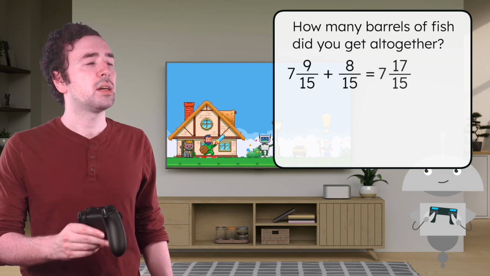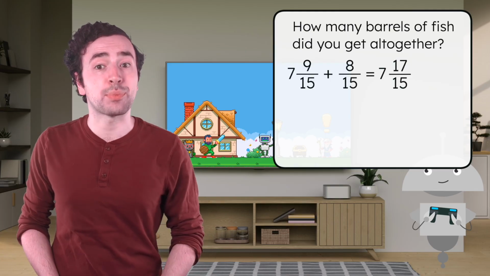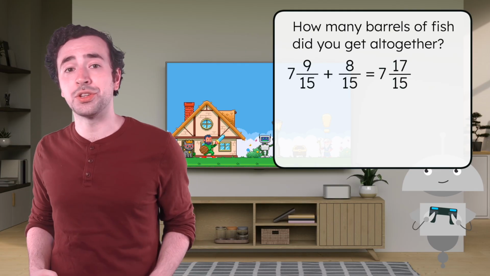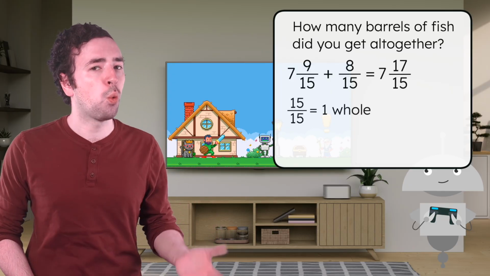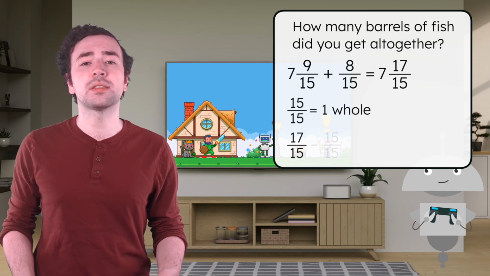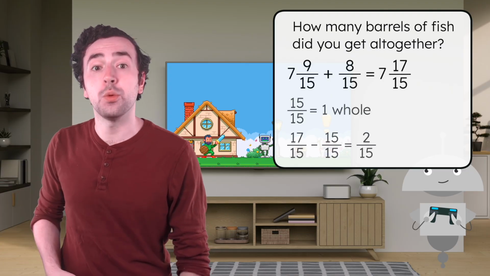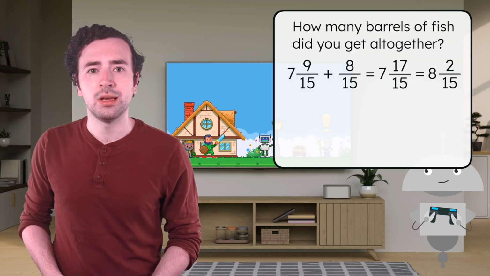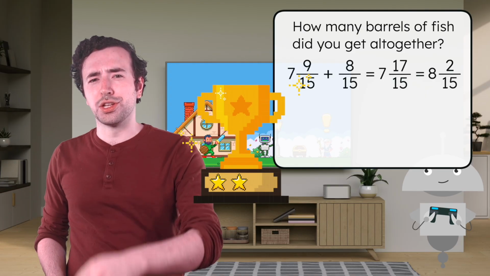That equals 7 17/15. A mixed number is a whole number and a proper fraction, so if you need a little more time to finish regrouping your answer, pause here to do that now. 15 fifteenths is equal to 1 whole, and 17 fifteenths minus 15 fifteenths equals 2 fifteenths. So we now have 8 and 2 fifteenths barrels of fish. I sure hope Comet likes them. 2 parts down, just 1 to go.